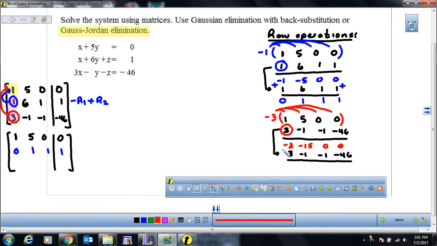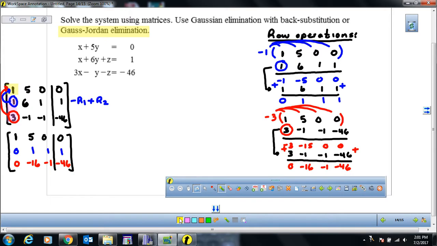So we're going to add them with each other. Negative 3 plus 3 is going to be a 0. Negative 15 plus negative 1 is negative 16. So we get 0, negative 16. Then 0 plus negative 1 is negative 1. And then 0 plus negative 46 is negative 46.